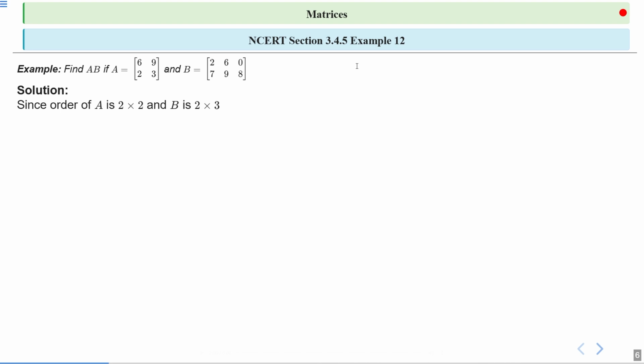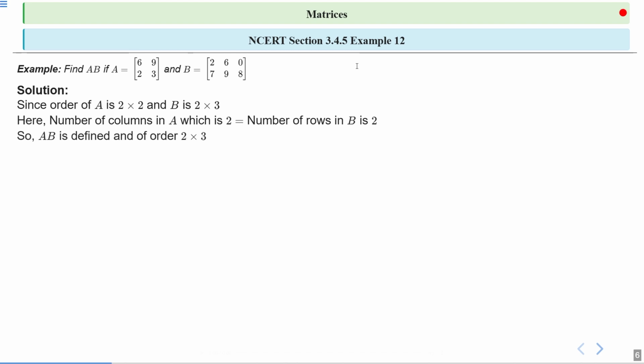Since the order of A is 2 into 2 and the order of B is 2 into 3, here the number of columns in A, which is 2, is equal to the number of rows in B, which is equal to 2, right? So AB is defined and of order 2 into 3. This is because the resulting matrix takes the number of rows from the first matrix and the number of columns from the second matrix. Okay.